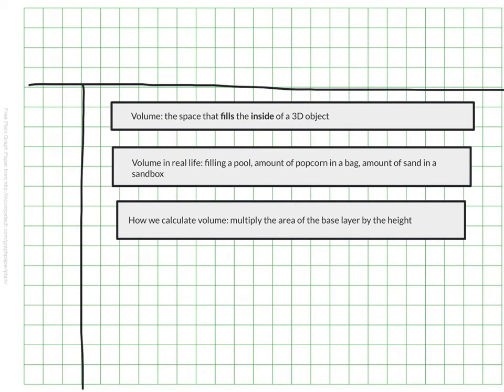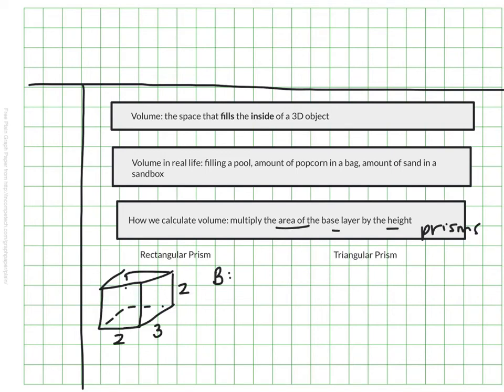And for all prisms, this is just for prisms, I should make that clear. For all prisms, you multiply the area of that base layer by the height. Which means, for example, if we were working on a rectangular prism, we would find this rectangle base, which is 2 times 3, or 6. And then we would take our base and multiply it by our height, and so our volume would be 12 units cubed. And this time we're using that cubed to show that it's a 3-dimensional space that we are filling.